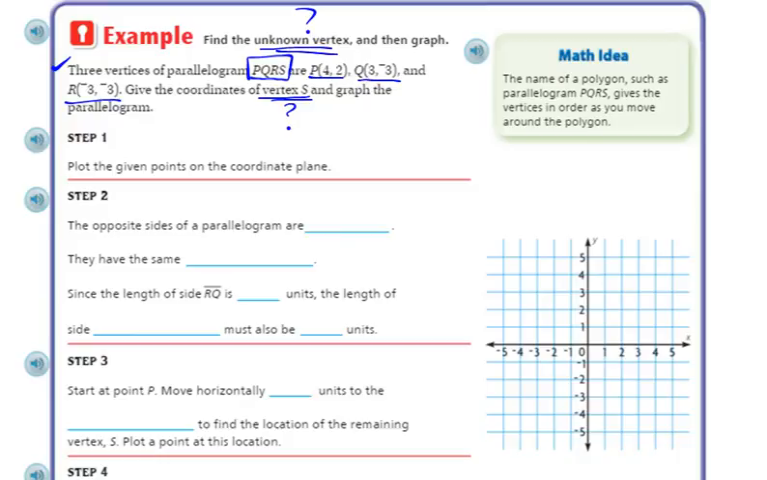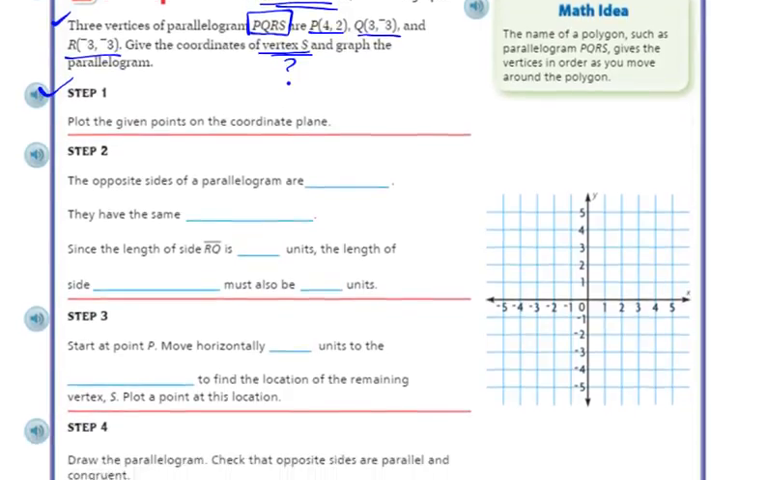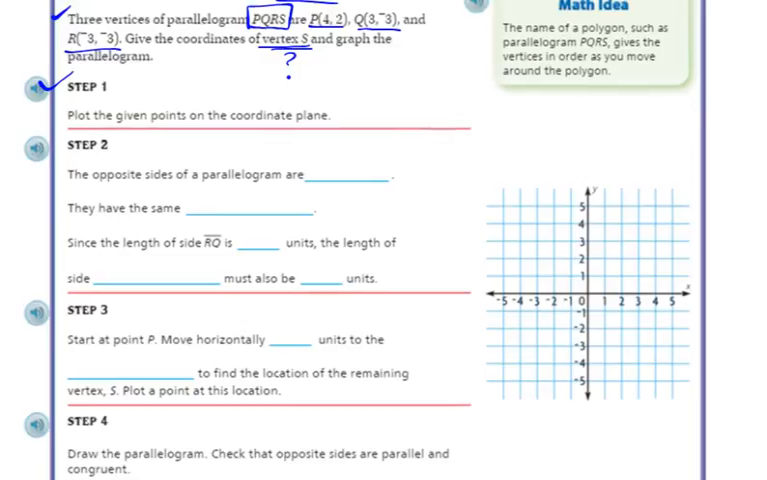All right, here it goes. Step 1. Plot the given points on the coordinate plane. So we're going to go ahead and scroll down here a little bit, and we're going to plot P, Q, and R. So let's start with P. 4 spaces to the right, up 2. Over 4, up 2. That gets a P. Q is 3 to the right and down 3. So that's a Q. Label that accordingly. And R is (-3, -3). So that's to the left 3 and down 3. And that is point R. I need to find point S.